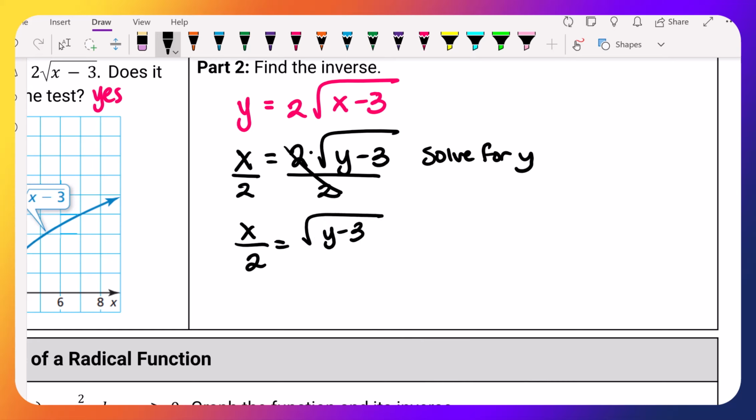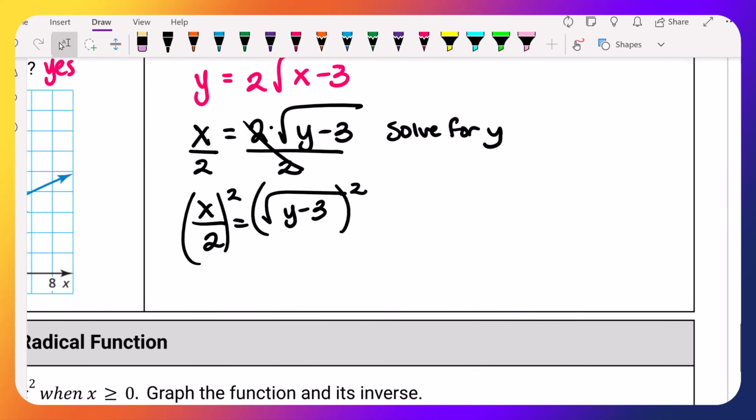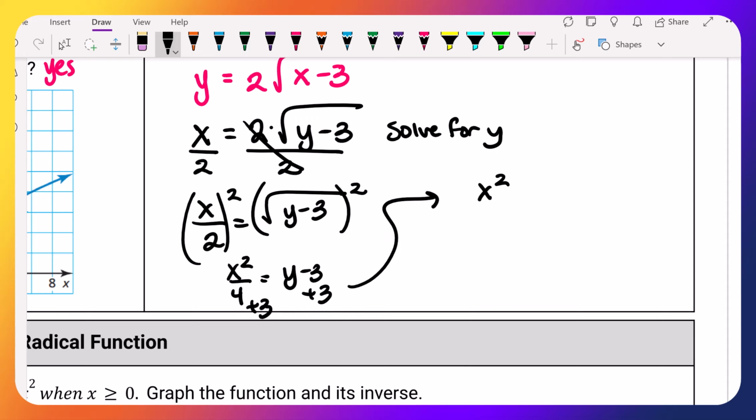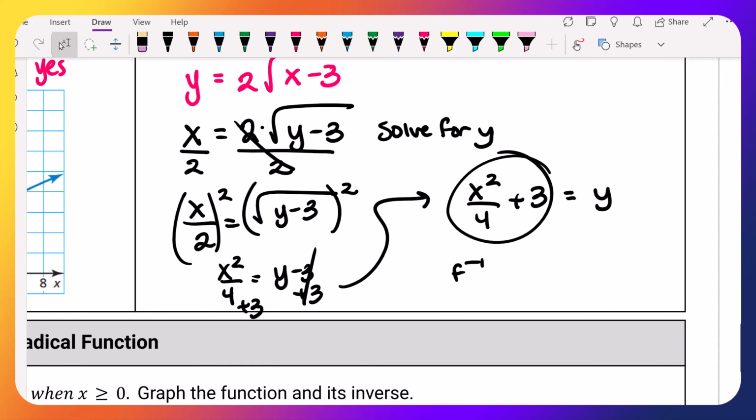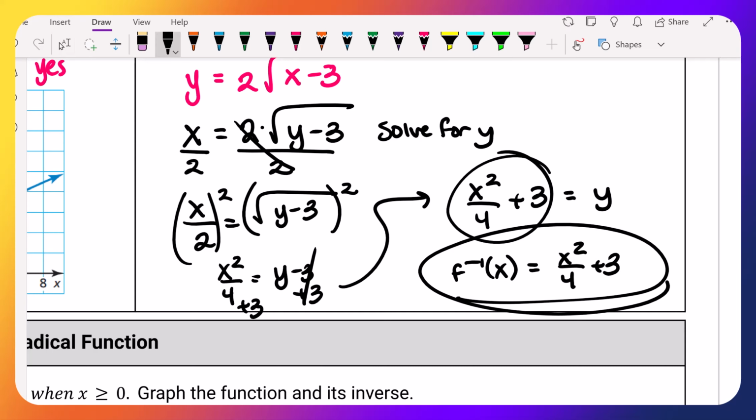I still can't add the 3 because I need to get rid of the radical. So this is a square root, and the inverse of a square root is to square. We're going to square everything on the left. I'm going to simplify that just a little bit, and I'm going to write x squared over 4 equals y minus 3. So remember, when you square a square root, nothing happens except it cancels itself out. Now I'm ready to add 3. I'm running out of room here. So you wind up with x squared over 4 plus 3 equals y. Now, if it's multiple choice, look for that. But if not, we're going to write it in function notation. And that's going to be our final answer.